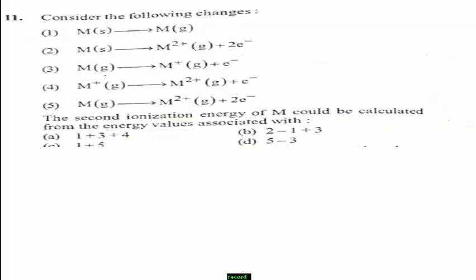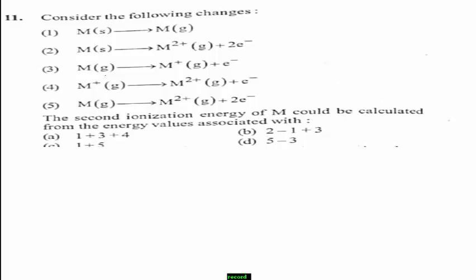Next, question number 11. Consider the following changes. Here M solid changes to M gas, and the respective changes are given here, observe carefully. The question is, the second ionization energy of M could be calculated from the energy values associated with which option? Option A, 1 plus 3 plus 4; option B, 2 minus 1 plus 3; option C, 1 plus 5; and option D, 5 minus 3. Which one is the right answer?